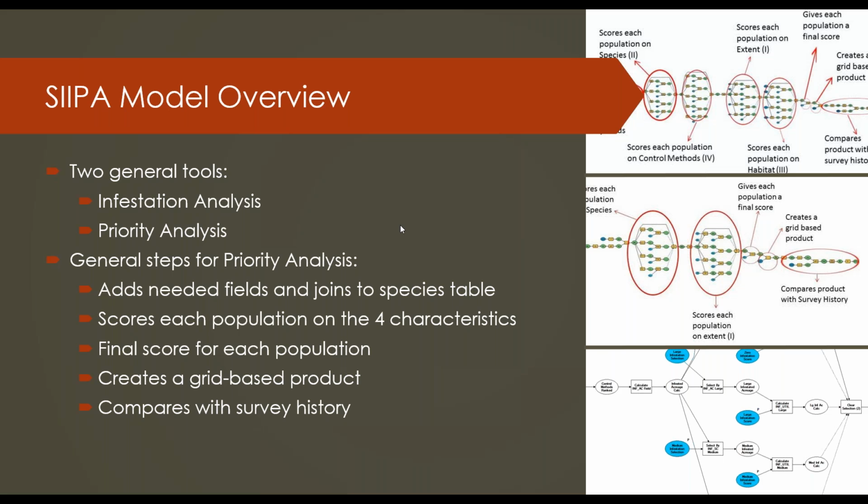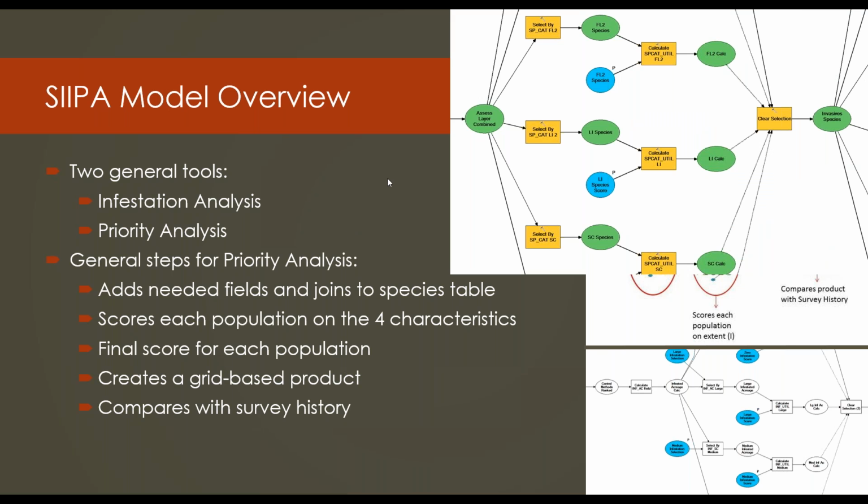But the general steps for the priority analysis is it adds the needed fields and joins the species table. And then the core of it is it scores each population on the 4 characteristics we mentioned. And this is actually a pretty simple set of tools. You just have a select by, either select by attribute or a select by location, and then a calculate field tool. But it's a combination, an iterative approach to doing this that allows you to really get a lot of power out of this tool. It ends by giving a final score for each population based on the 4 characteristics. It creates a grid-based product and then compares it with your survey history with a spatial join.